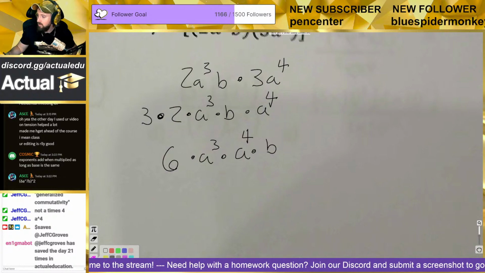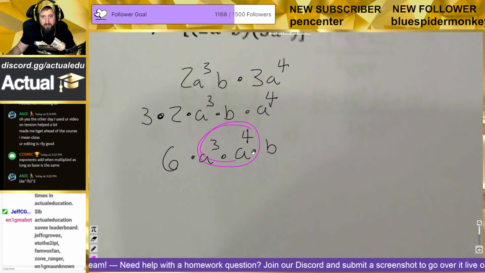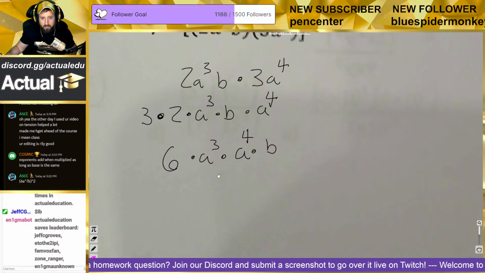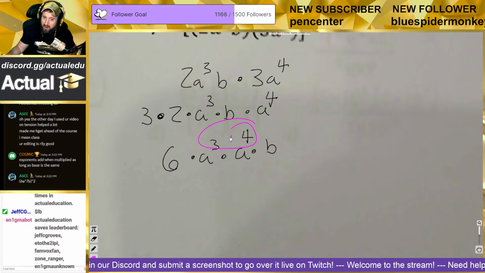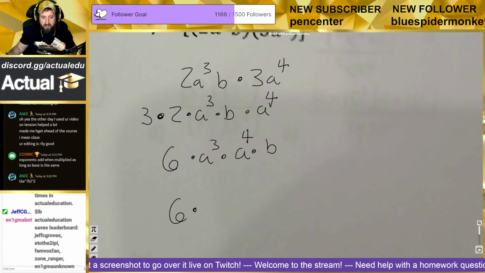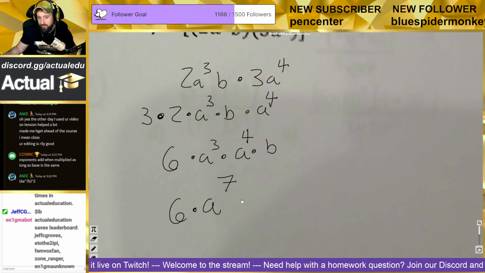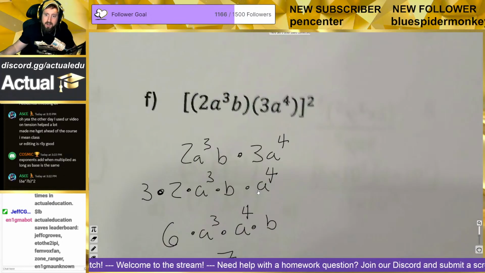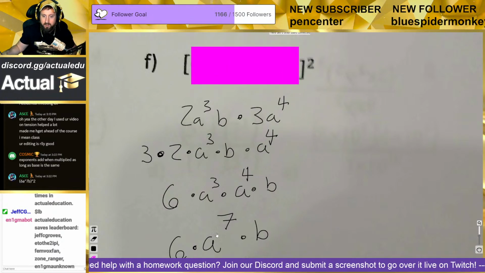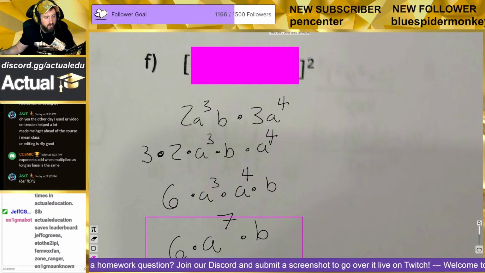So now this is easier to deal with, right? A to the third times a to the fourth. Whenever you have things being multiplied by each other with the same base but different powers, you add the powers. So this is now going to be 6, and then a to the third times a to the fourth is a to the 7th, and then we have times b. That's what all of this stuff was.